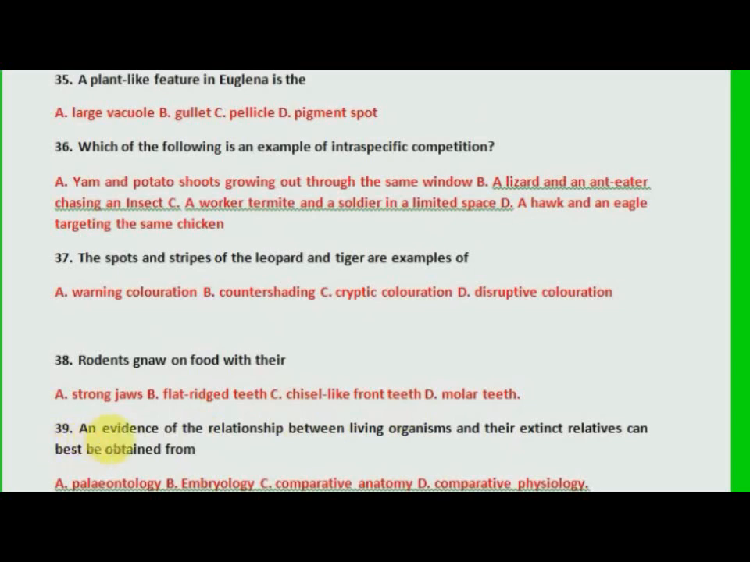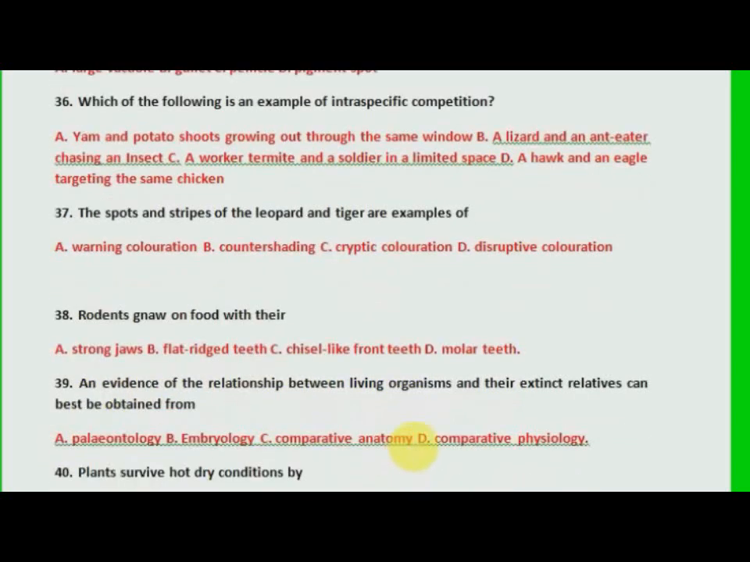Evidence of relationship between living organisms and their extinct relatives can be best obtained from: is it paleontology, embryology, comparative anatomy, or comparative physiology? That's going to be comparative anatomy. We are looking at the structures of those ones that were before.